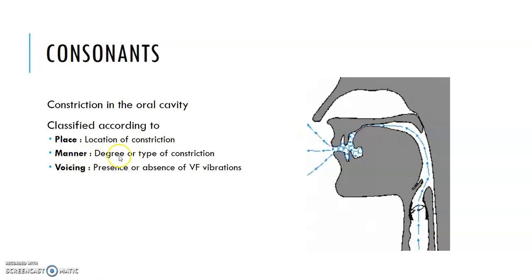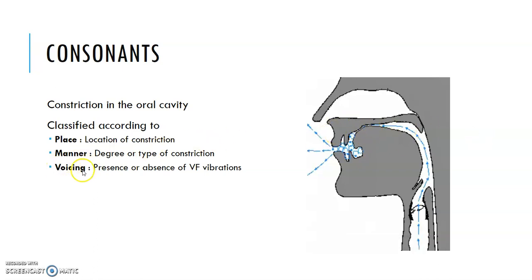The manner relates to the degree or type of constriction. So how are we forcing that sound or that air through the oral cavity or through the nasal cavity? For instance, in this image, we have this ongoing flow of air, which is going to give us our ssss sound, kind of an S sound. If we use the same placement with our tongue touching the alveolar ridge and just do an explosion of air, we can do a T sound, so a T sound versus an S sound.